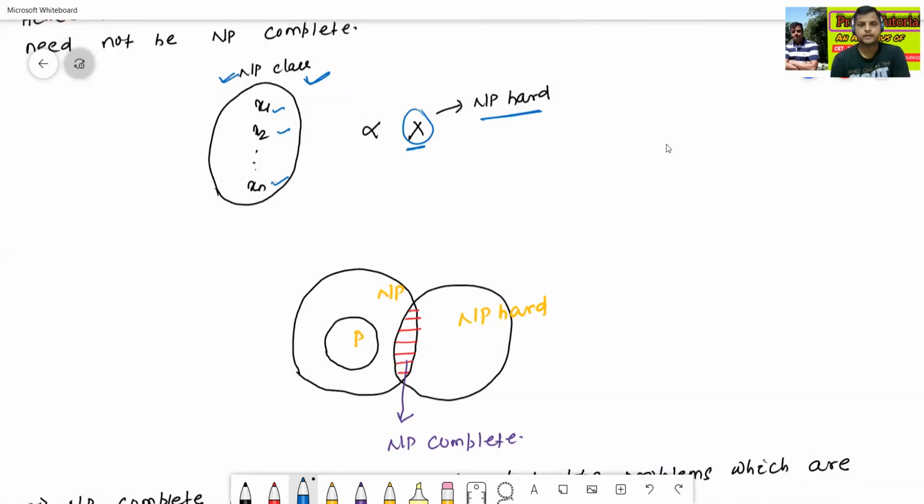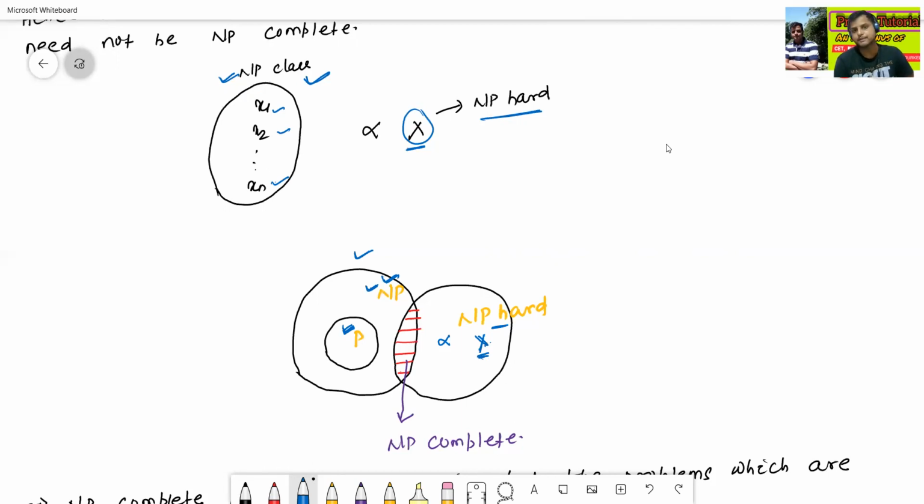You can see here, all P class problems are NP class problems, but all NP class problems need not be P class problems. If all NP class problems are reduced into X, this X is called an NP hard problem. This X may belong to the NP class, or may not belong to the NP class.